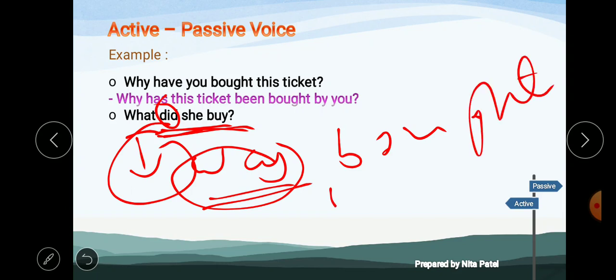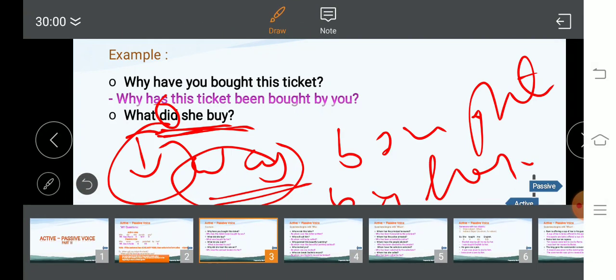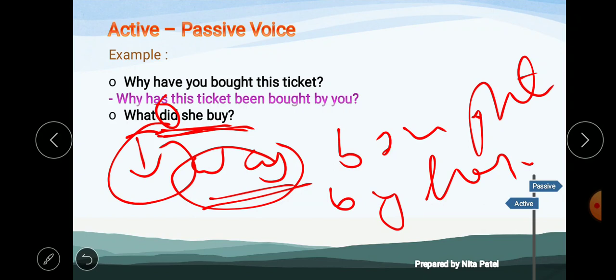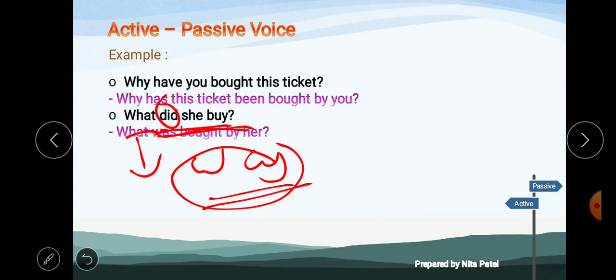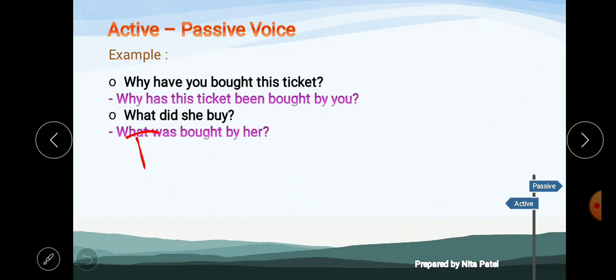What was bought by, who is our subject? She. So the objective case of "she" is "her". What was bought by her? Let's see the answer. Yes, what was bought by her? Question mark.